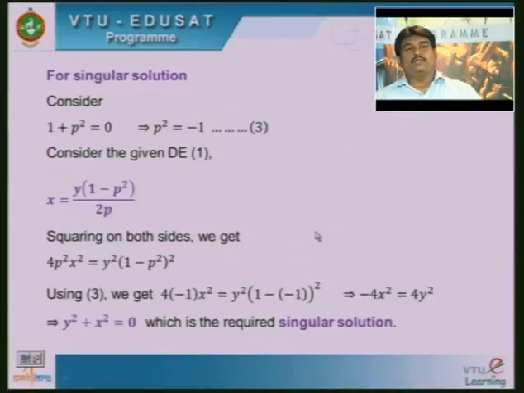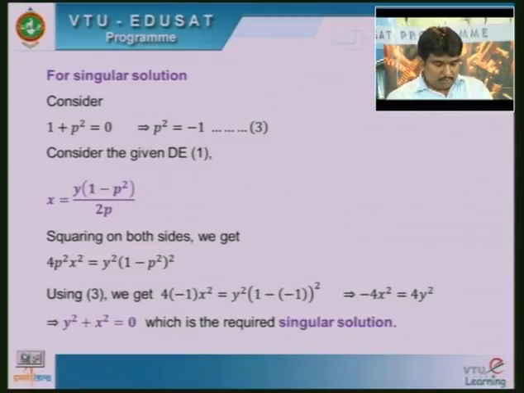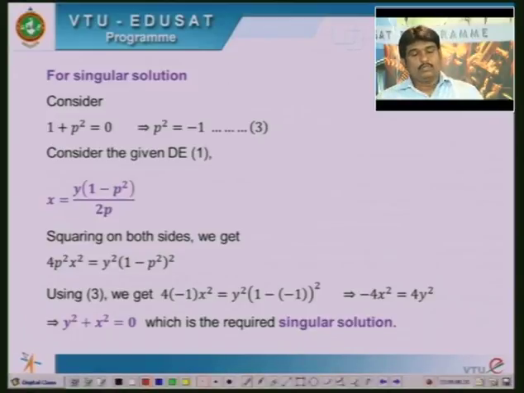For the singular solution, we have to consider 1 plus p square equated to 0 to get p square equals minus 1, and substitute this value in the given differential equation. I am not substituting this in the general solution. That is method 2: the singular solution can be obtained from the general solution after differentiating the general solution with respect to the arbitrary constant.